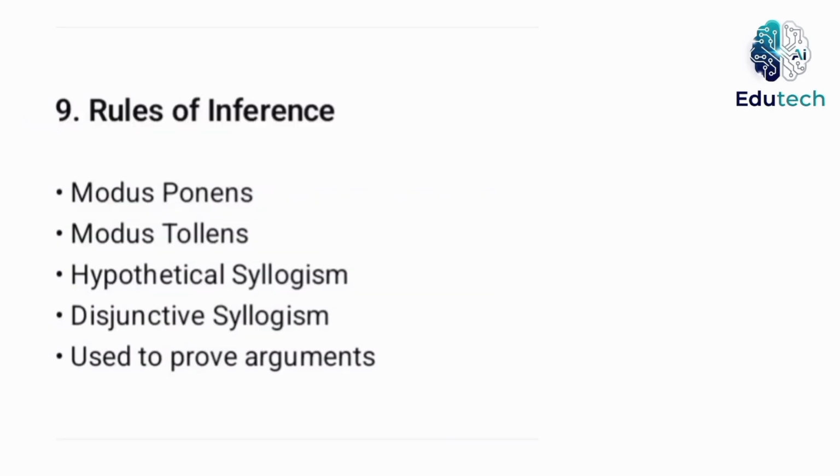Explain rules of inference. Rules of inference are logical rules used to derive valid conclusions from given premises. Important rules include modus ponens, modus tollens, hypothetical syllogism, and disjunctive syllogism. These rules help in constructing valid mathematical proofs.